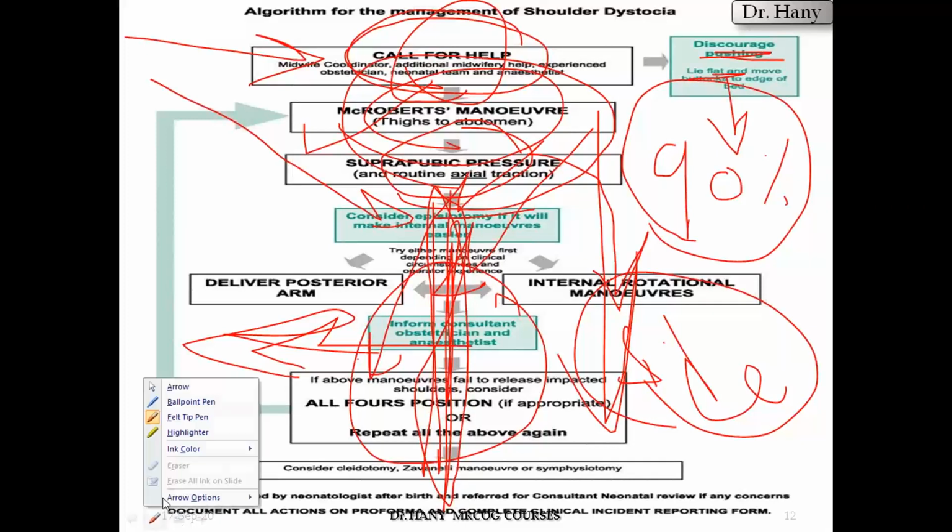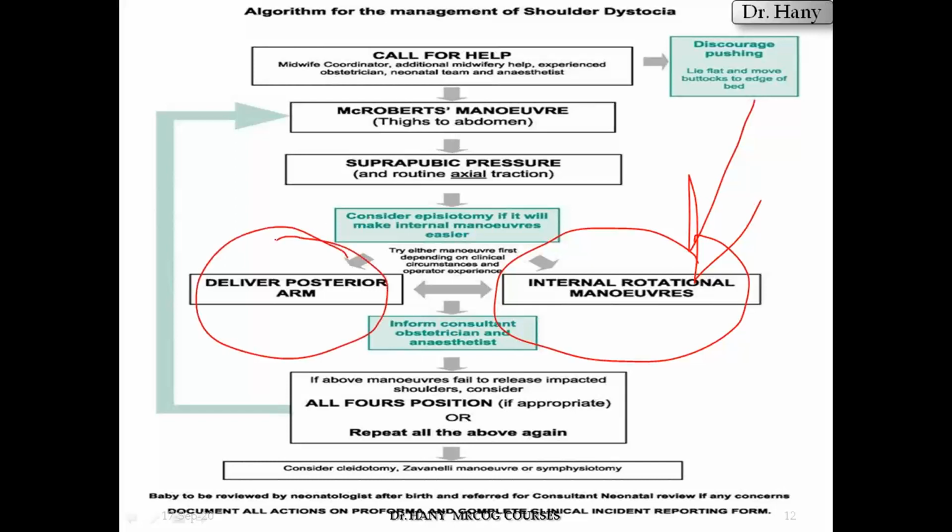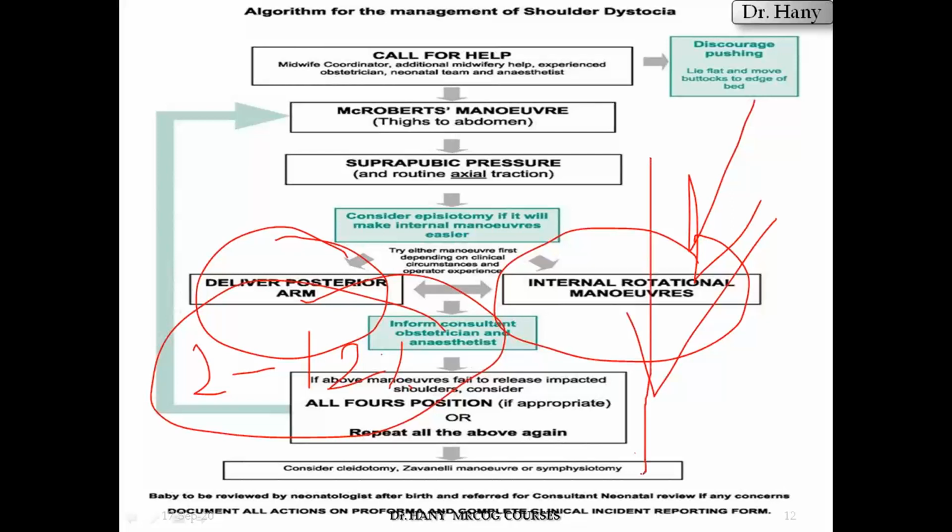If this failed, what will you do? You will go for the second step: the internal maneuver. The RCOG recommends doing the internal maneuver first. Why? Because posterior arm delivery can cause fracture. Fracture of the humerus occurs in 2 to 12%. So to avoid fracture, you go for the internal maneuver first, to rotate the shoulder from the anteroposterior diameter to the wide oblique diameter.